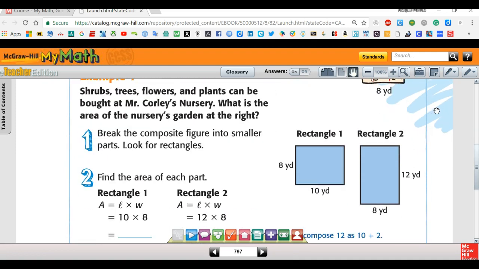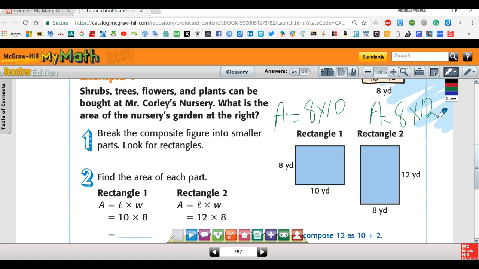The shrubs, trees, flowers, and plants can be bought at Mr. Corley's nursery. What is the area of the nursery's garden at the right? So they took the garden and divided it into two rectangles. For one rectangle, the length and the width are what? A equals length times width, which is 8 times 10. And the area for rectangle number 2 is 8 times 12.